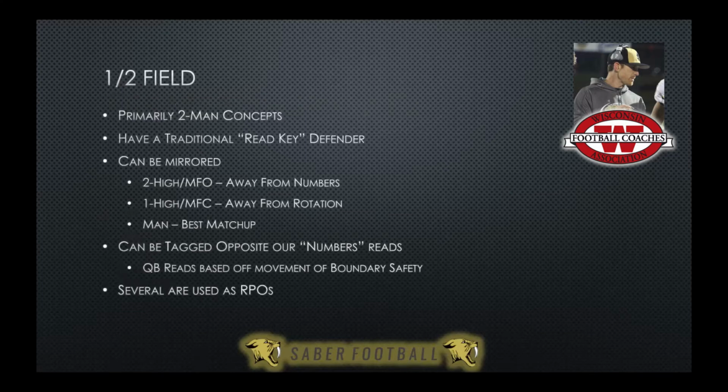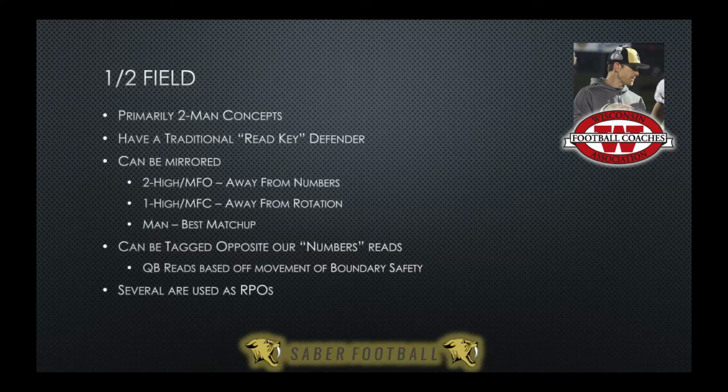So the first one are half-field reads. So if you're any sort of a spread offense or you have any sort of passing package, I'm going to assume that you probably have this in your offense. It's just your basic half-field 2-man concepts. These would be, for us, it could be smash, it could be curl flat, it could be slant flat, post dig, post wheel, double slants, any of that kind of stuff.